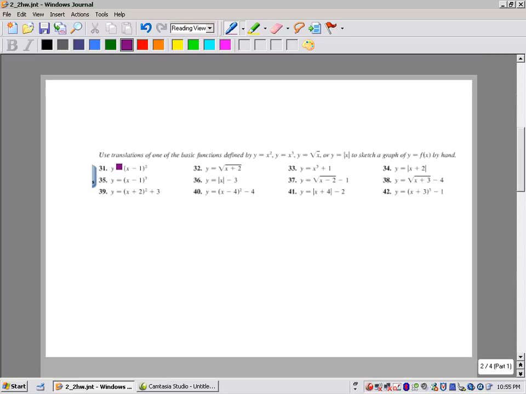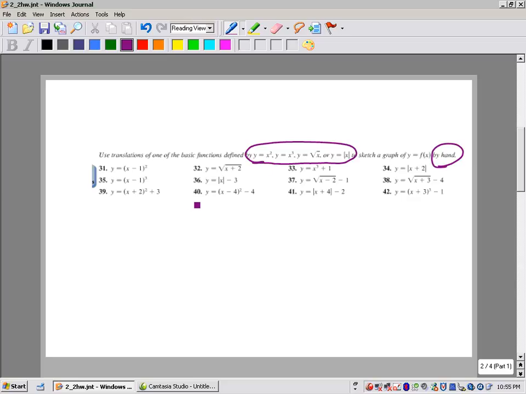Now, the next section is to use translations of one of the basic functions to sketch the graph of y equals f of x by hand. You certainly could plug all of these into the calculator, but you're going to rob yourself of the opportunity to do it by hand. So let's take a look at a few of these to see how this would go by hand. Again, it's critical that you know the graphs of these basic functions. We talked about those in the last section, so you have to know those.